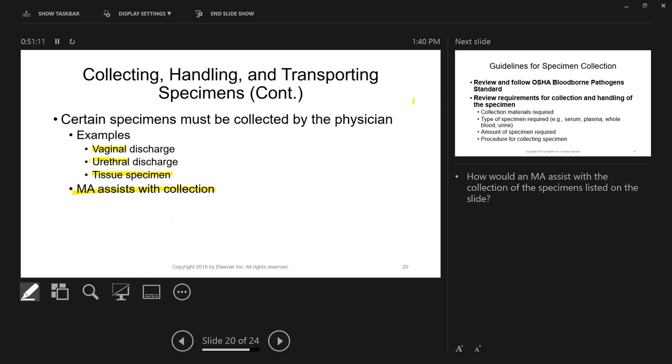Okay, so that talks about all of the laboratory testing information up to the point of collecting, handling, and transporting the specimens.